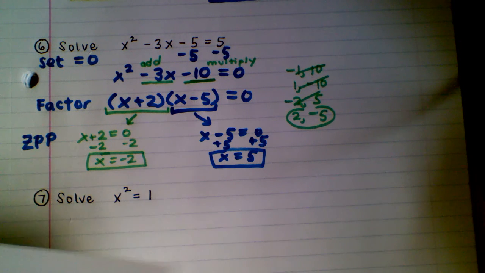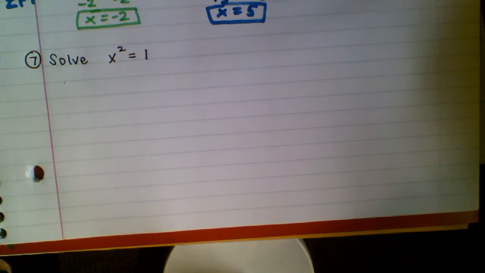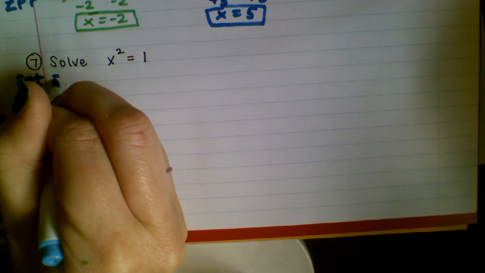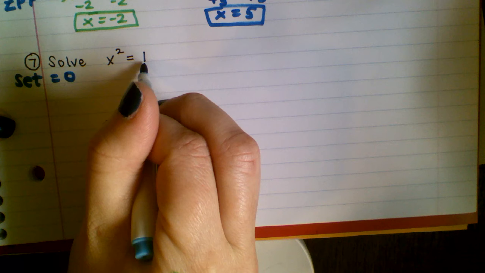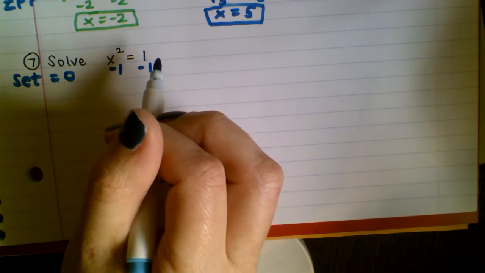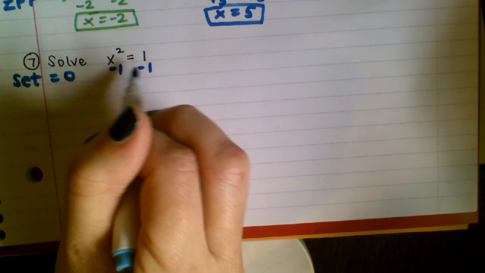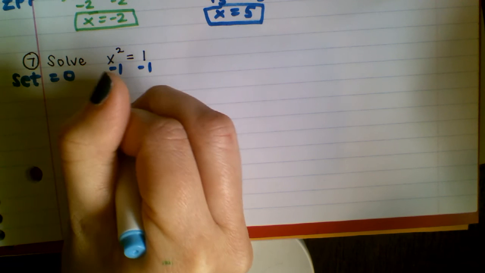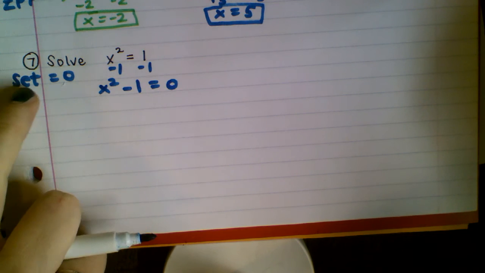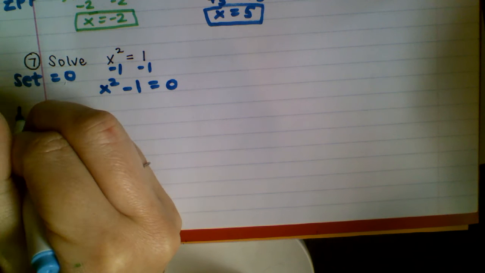Last example. Example 7. Solve x squared equals 1. So this also is not equal to 0 yet. So my first step would be, again, to set equal to 0. And for this equation, to set this equal to 0, I have to subtract 1 from both sides. Not 5 like the previous one. This had a 1. So I subtract 1 from both sides and get x squared minus 1 equals 0. Set it equal to 0, done. Factor.